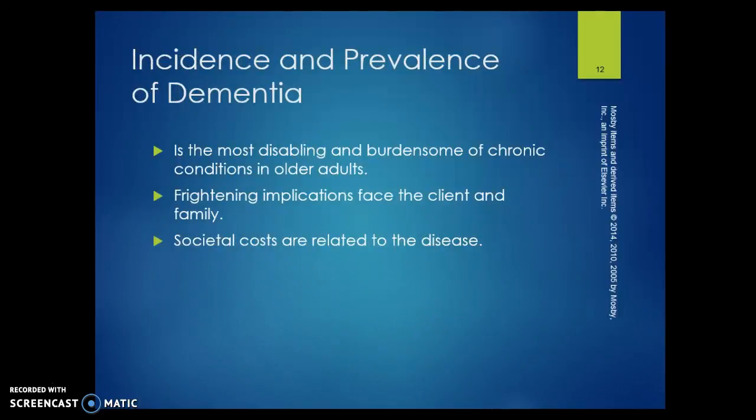Incidence and prevalence of dementia. It is the most disabling and burdensome of chronic conditions in the older adult. Frightening implications face the client and the family, and the societal costs are related. There's societal cost related to the disease. So it affects everyone basically, right? It affects the patient, it affects the caregivers, it affects the family, it affects us taking care of them.